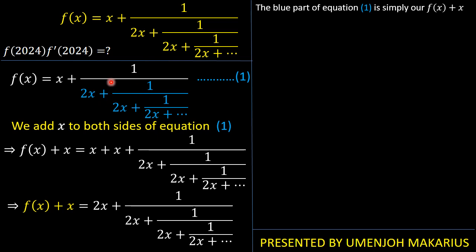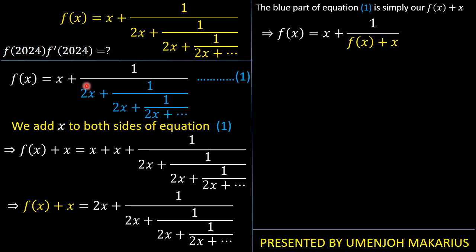Great. So we can simply replace this 2x plus 1 over 2x plus that. We can simply replace all that with what? F of x plus x. Great. I hope you've noticed it, friends. That therefore implies we are simply going to have f of x to be the same like x.